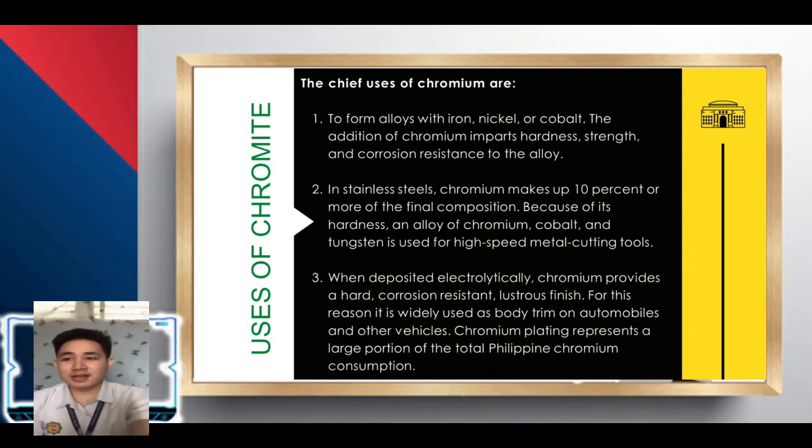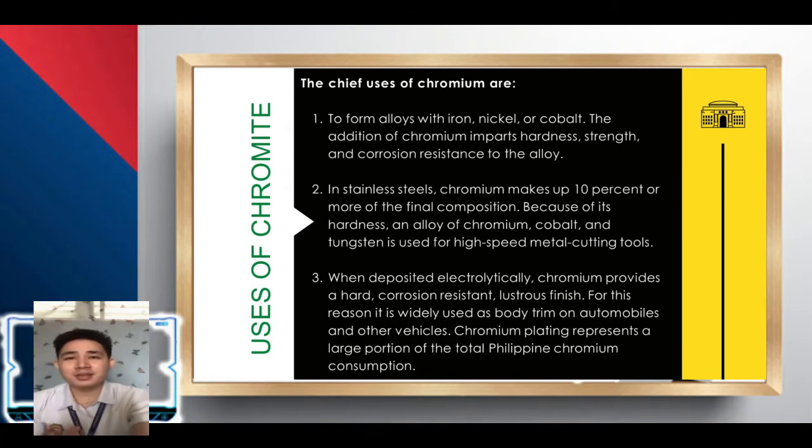Because of its hardness, an alloy of chromium, cobalt, and tungsten is used for high-speed metal cutting tools. So, the example of metal cutting tools is like mga drilling machines, milling machines, and grinding machines, and others. The reason why there's an alloy of other elements like the cobalt and tungsten is because ang cobalt nag-improve siya when it comes to heat resistance as well as it enables increased hardening temperatures. So ang tungsten is nag-increase po din ng iyang tempering and wear resistance.